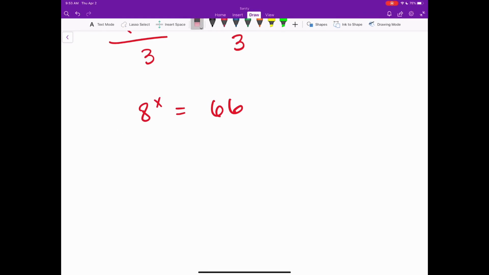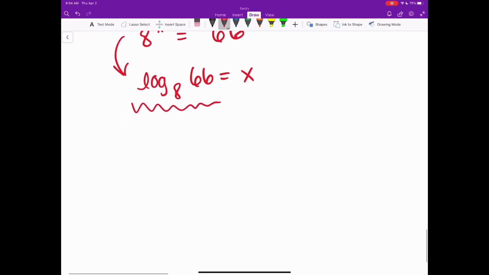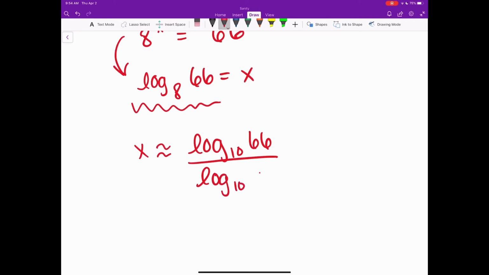Again, can you write that as a logarithm equation so that we can solve for what x is or get a close approximation? So I'm going to say log base 8 of 66 equals x. And then to evaluate that, use your change of base formula. So x is approximately log base 10 of 66 divided by log base 10 of 8. All right, and then that's about 2.01479.